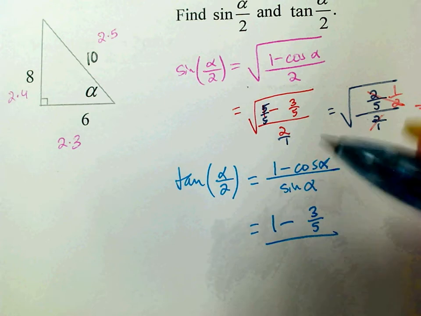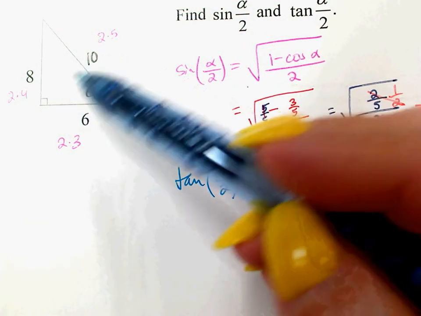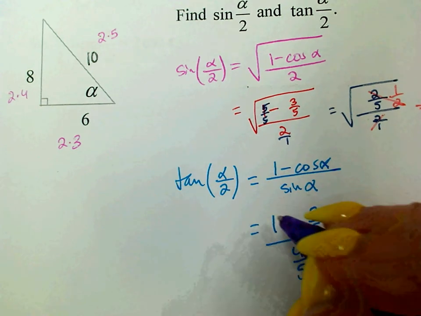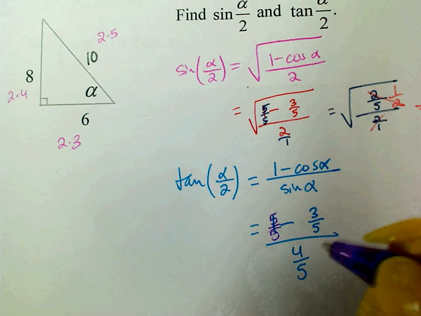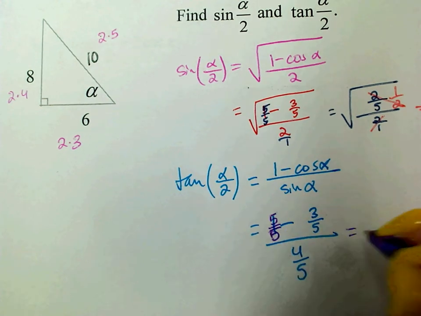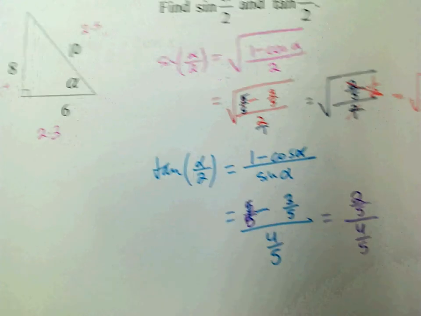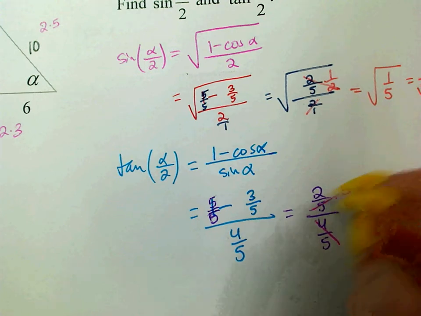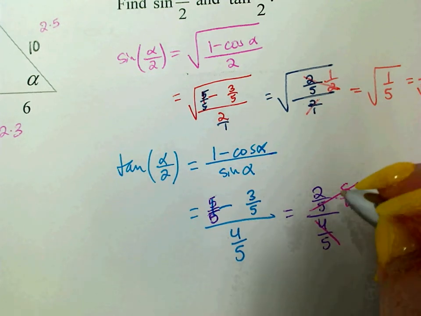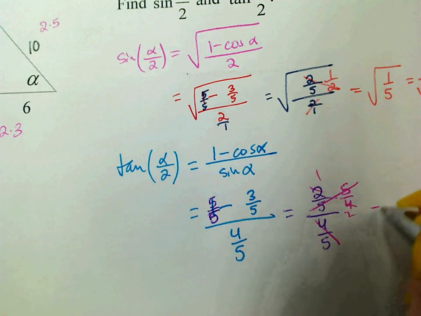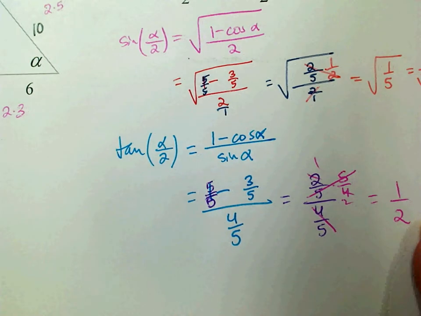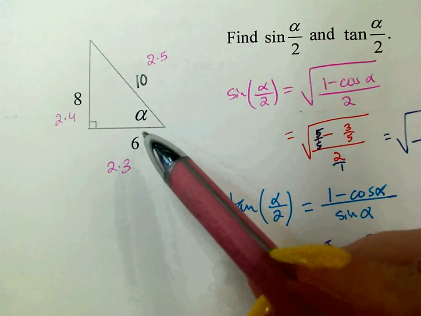When I do common denominator in the numerator, 5 over 5, I'm going to have 5 minus 3, which is 2, so 2/5 divided by 4/5, and I'm going to multiply by the reciprocal, 5 over 4. The 5s are going to simplify out, and the 2/4 simplifies as well to 1/2. Final answer is 1/2. So if I had an angle that was exactly half of this angle, then tangent of that angle would be 1/2.